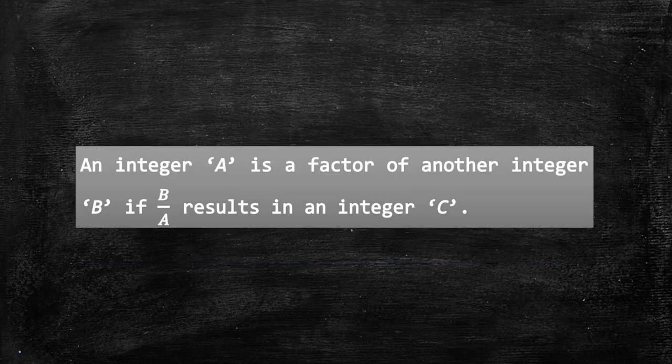Now an integer a is a factor of another integer b if b divided by a results in an integer c. Now that may seem a little bit confusing, so let's look at a couple of examples.